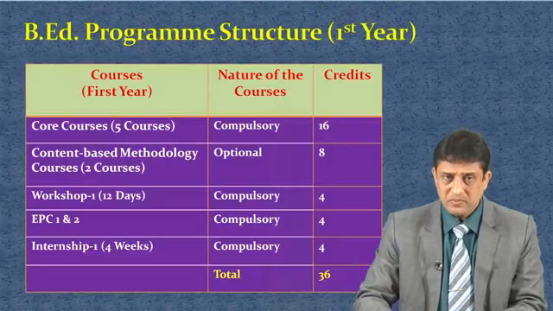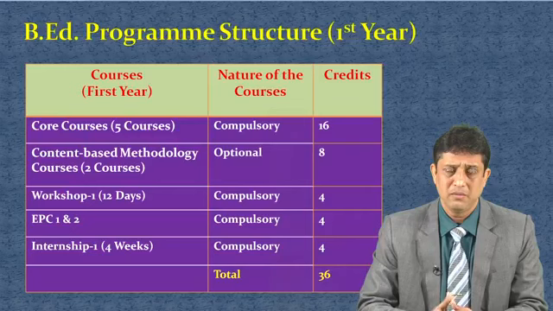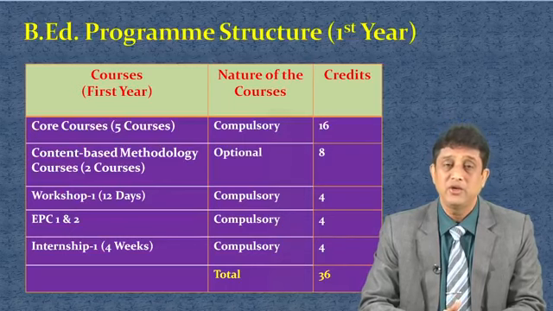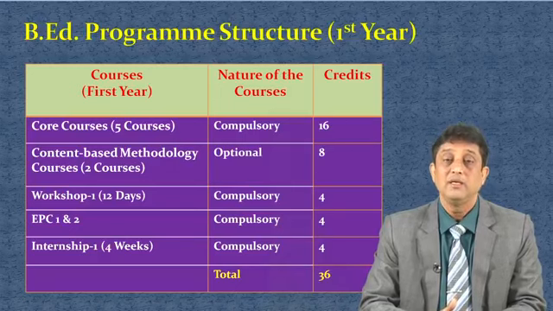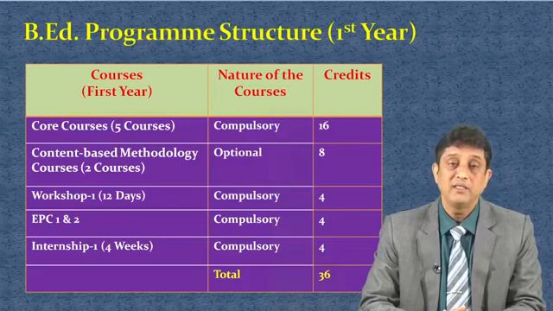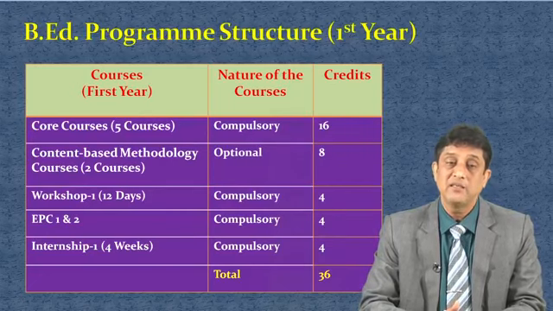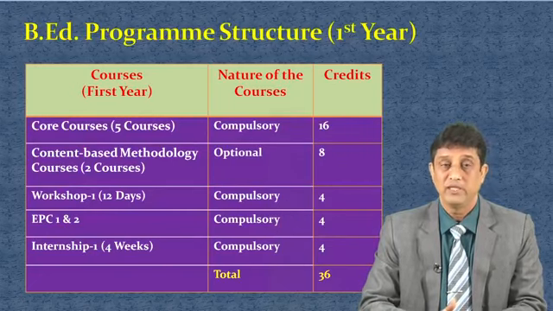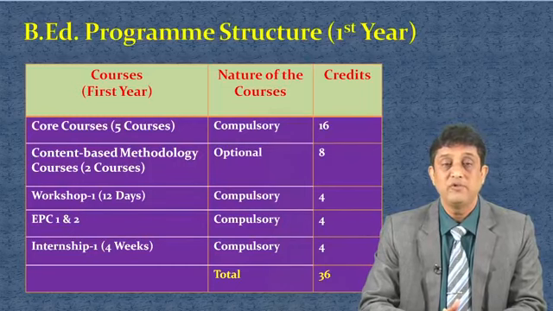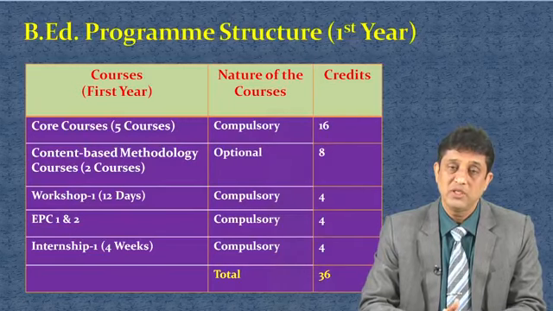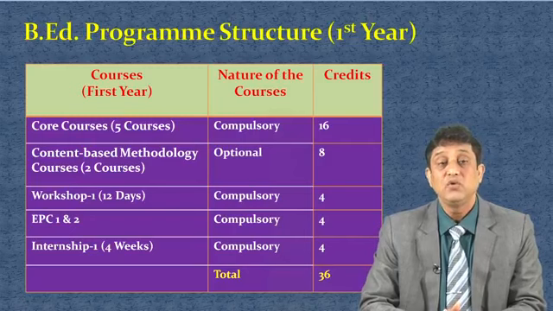Further, just to give an overview of the different components of the courses in the first year and second year of this program. It is now visible on your screen that in the first year of this B.Ed program, the learners have to study 36 credits, and the courses have been designed in 5 different components. First, they have to study core courses: 5 courses under this category, which are compulsory in nature, and 16 credits they will study.